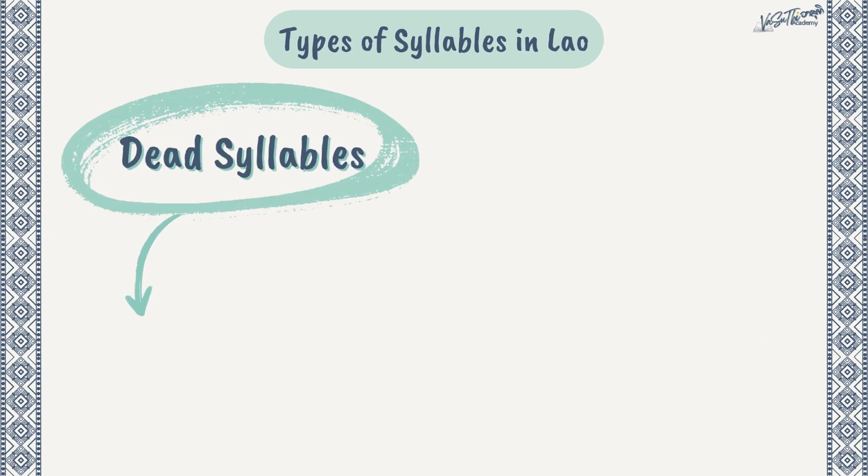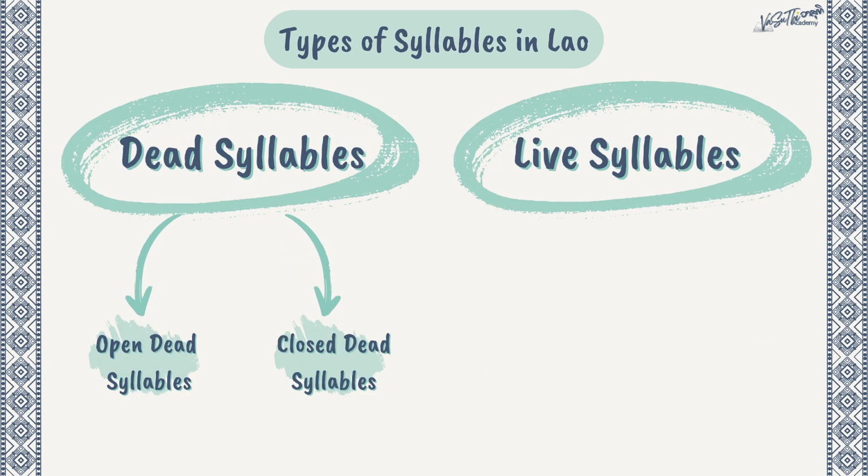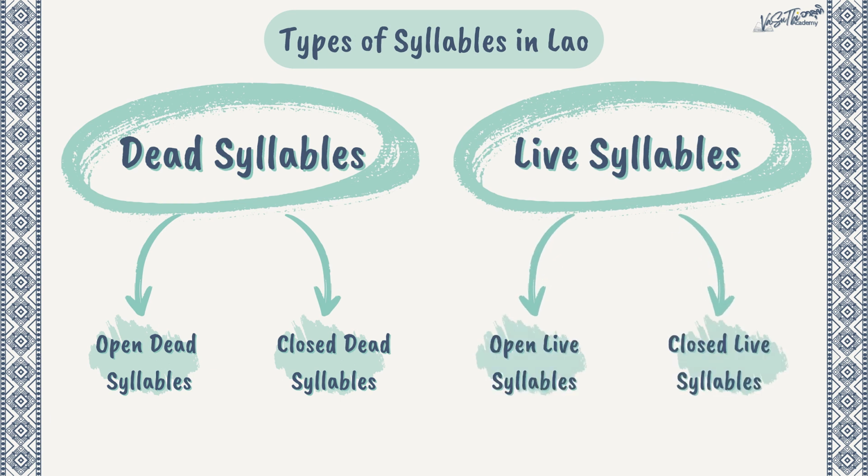Lao syllables are grouped into two main categories. They are then divided into two subcategories. The first subcategory is that of dead syllables. These are further divided into open dead syllables and closed dead syllables. The second is that of live syllables. They too are divided into open live syllables and closed live syllables.